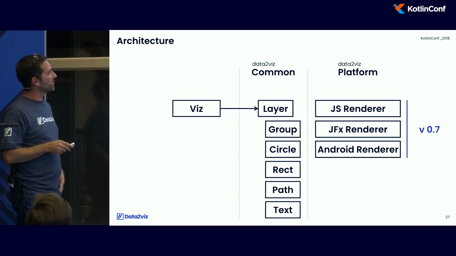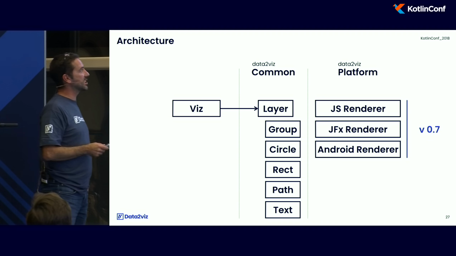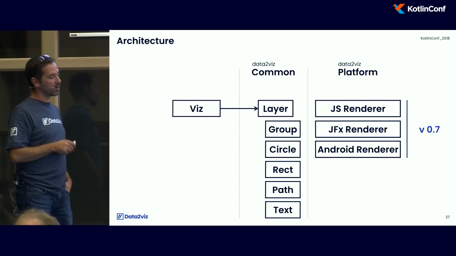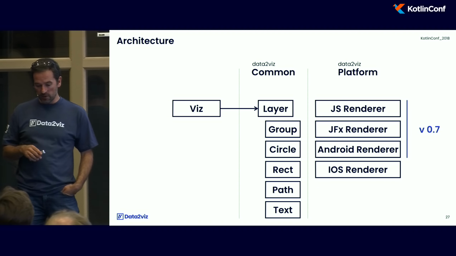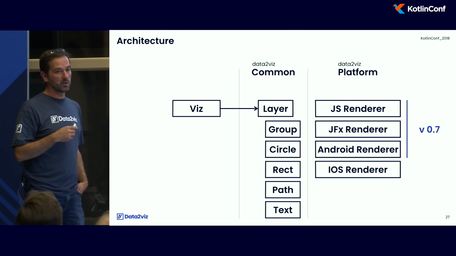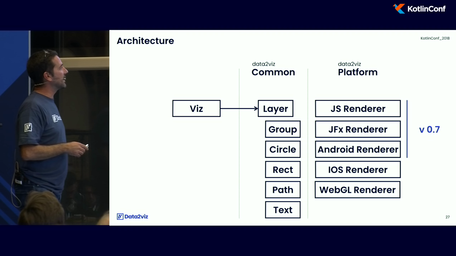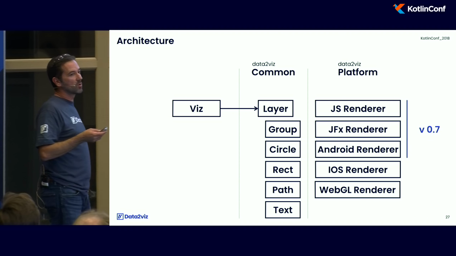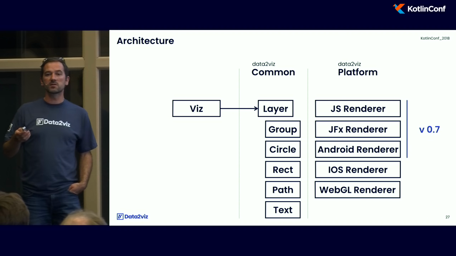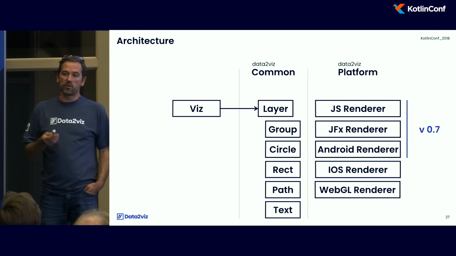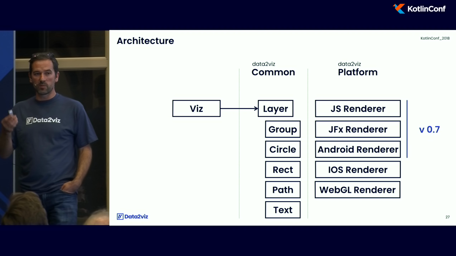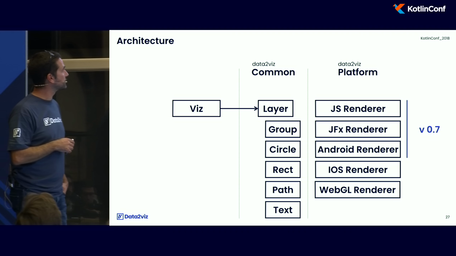So with the current version, we have renderers for JS, JavaFX, and Android. And so the next version will be an iOS renderer. And maybe we could do a WebGL renderer if we think it has more performance. It could be interesting for maybe a WebAssembly version of it.